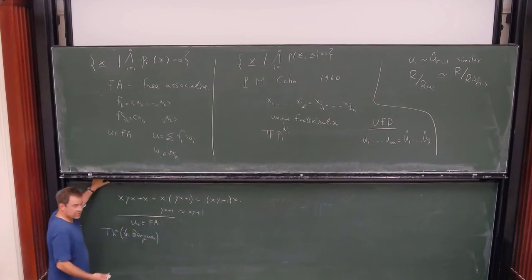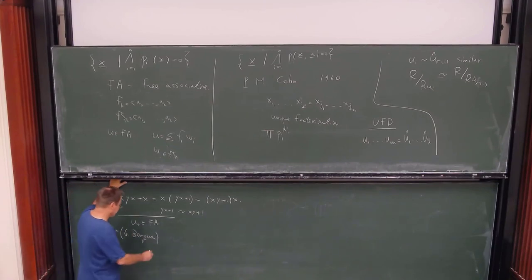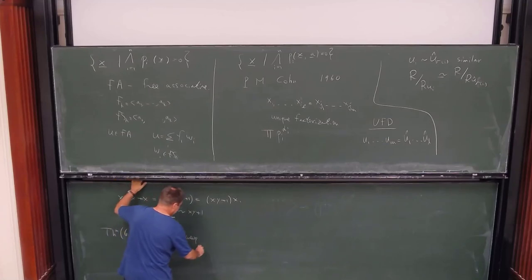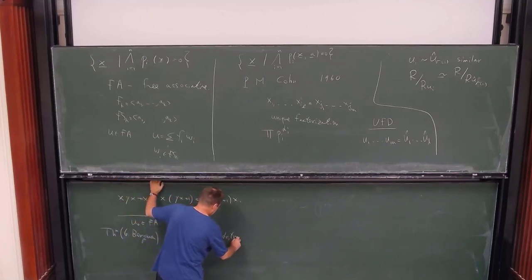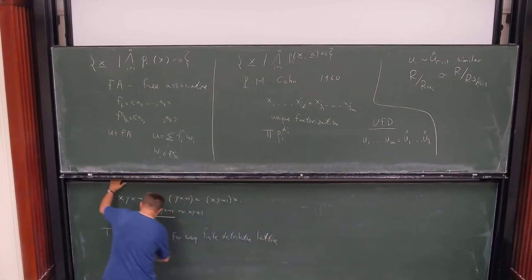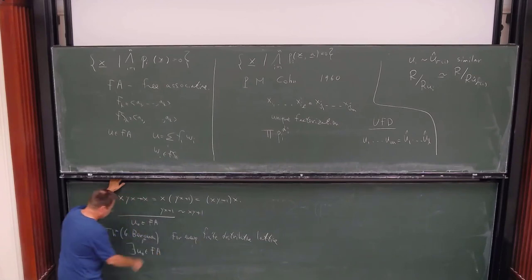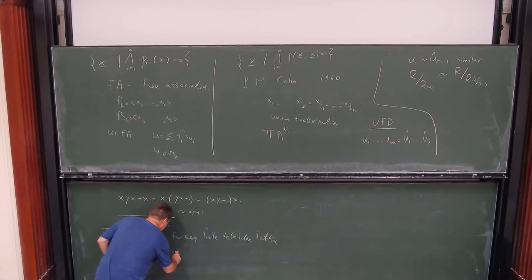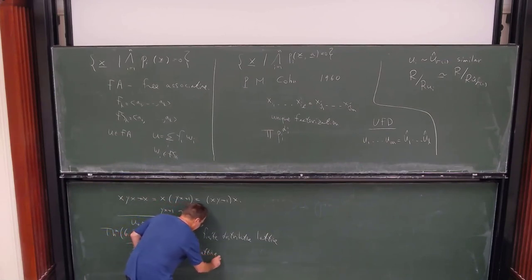And he showed a universal statement, the following: for every finite distributive lattice, there exists an element u0 in a free associative algebra, it doesn't matter how many generators and what the field is, such that this lattice is the lattice of divisors.